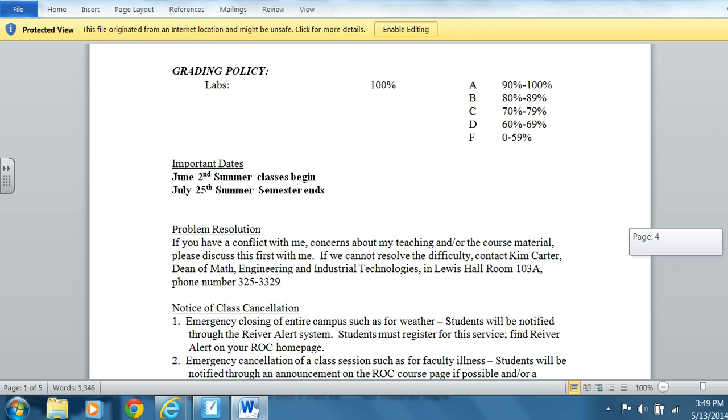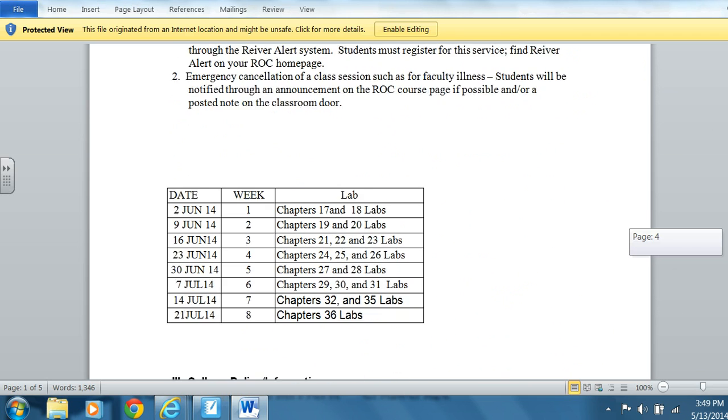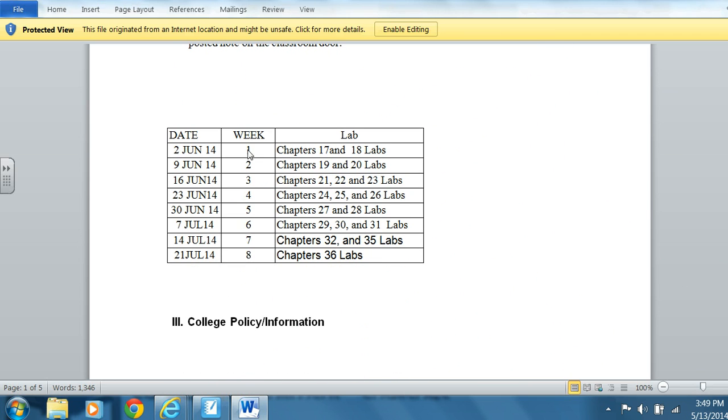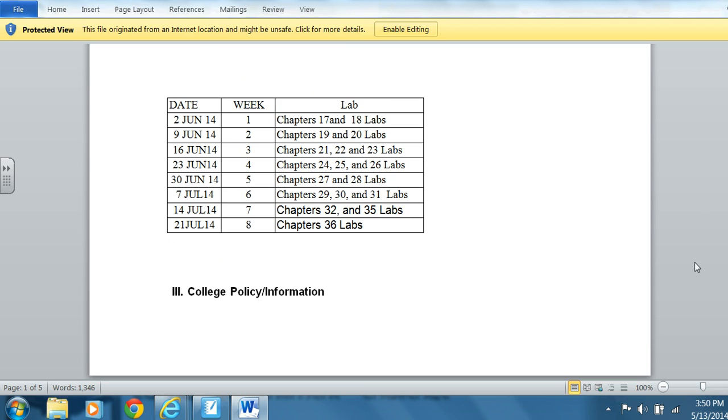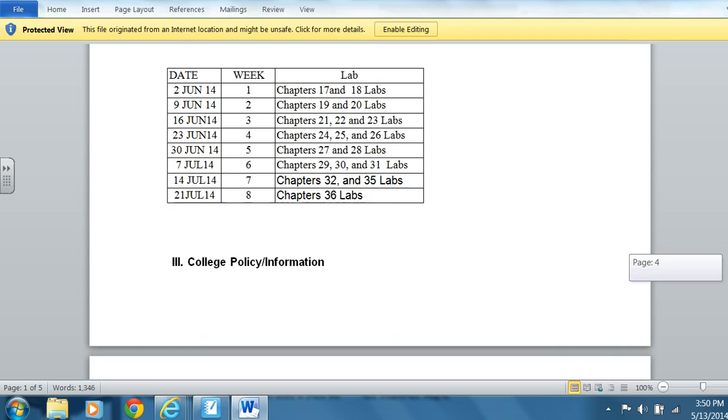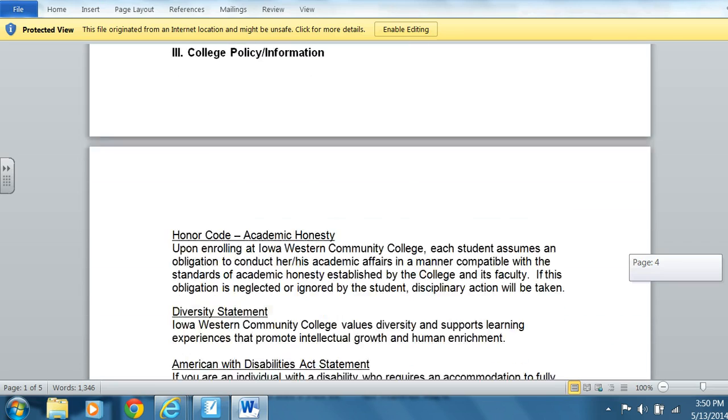There's no tests. There's no papers to write. And basically you have 2 or 3 labs to do every single week to get them all done. And you notice that some chapters don't have labs. Perfectly okay. So chapter 33 and 34, I don't have labs for 33 and 34. And maybe there's other cases too.